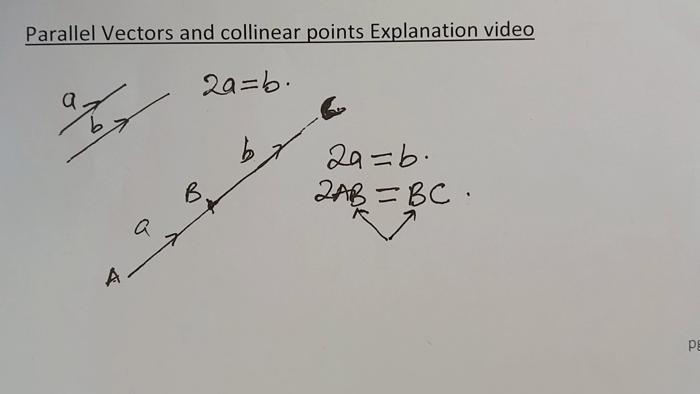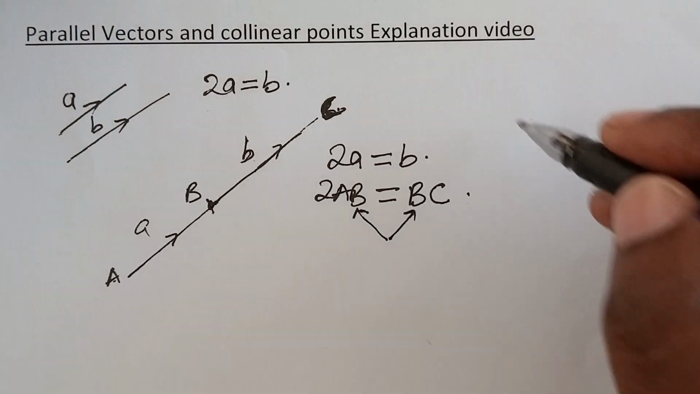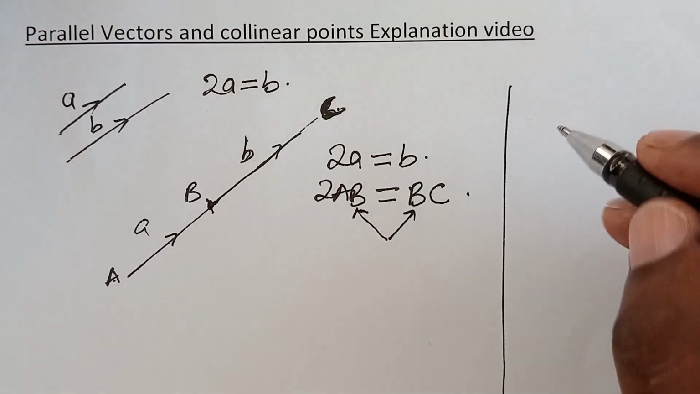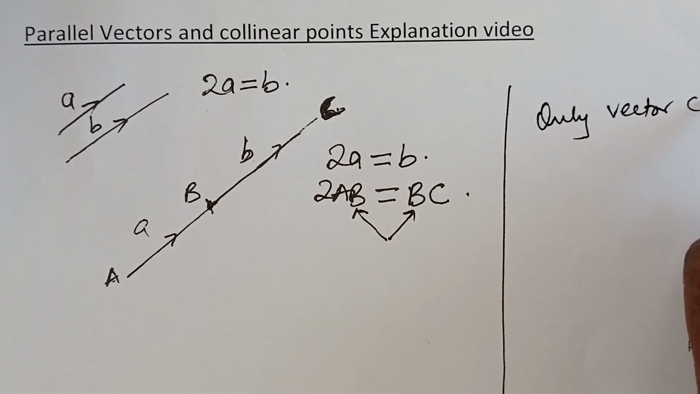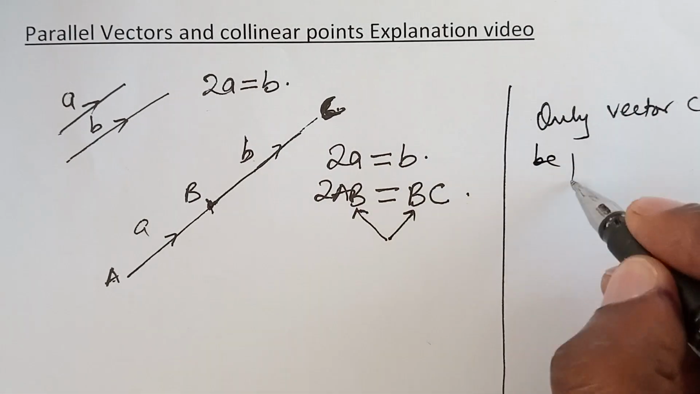Points are collinear when we have two vectors which are parallel lying in the same line. But I want to make something clear here. Only vectors can be parallel.